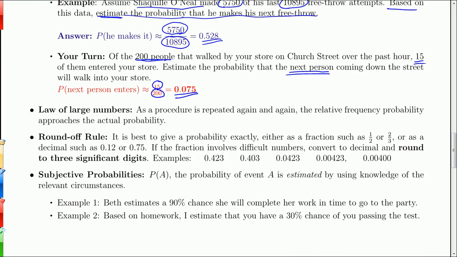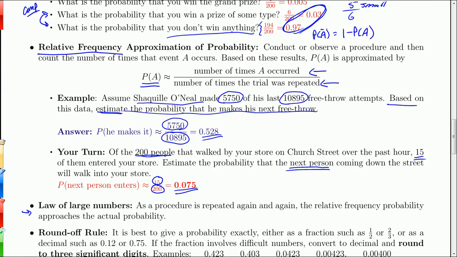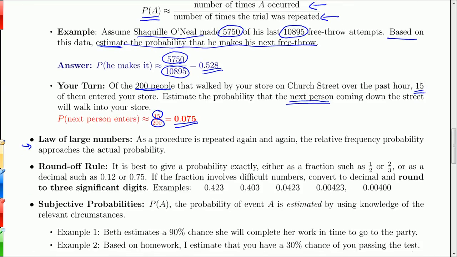The law of large numbers basically says that this relative frequency approach, as the procedure is repeated again and again, like the more times the trial is repeated, such as throwing a free throw or counting people who walk by your store, the more often that's repeated, the relative frequency probability gets closer to the actual probability. Right? We don't really know what it is, but we know we're getting closer as the number of trials increases.